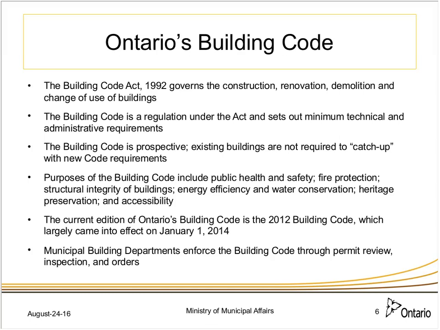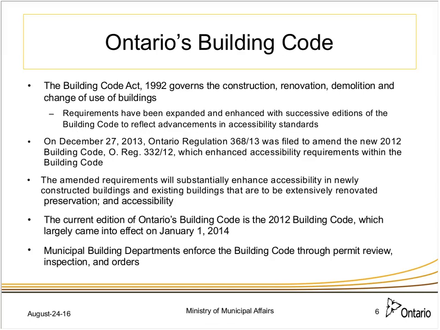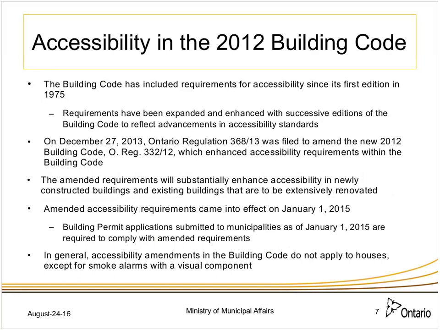So quickly on accessibility, accessibility is not new to the Building Code. There was a big push on it over the last few years in keeping with the Accessibility for Ontarians with Disabilities Act process, but it's actually been in the code forever, since 1975 at least, in code terms, when it came into existence. So we filed amendments to the code to pick up these accessibility requirements that I'll talk about later. Those were filed in 2013, came into effect in January 1st, 2015. So as of that point, any building permit application that's made has to comply with the amended requirements.